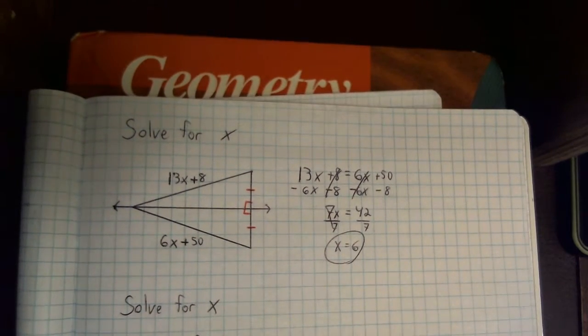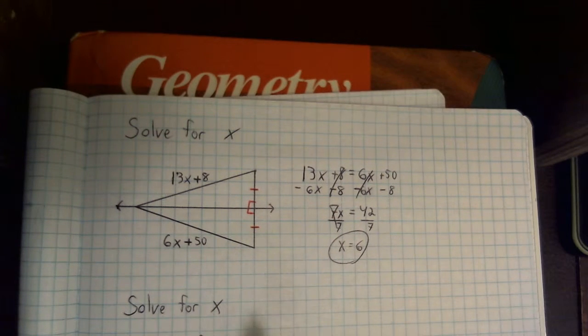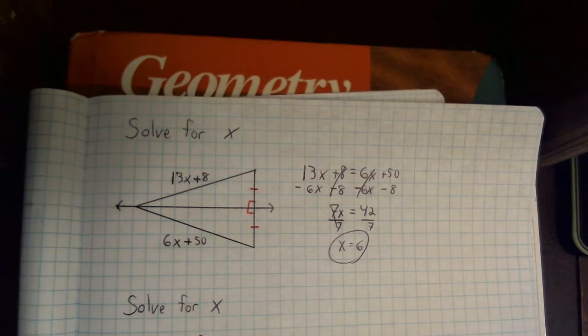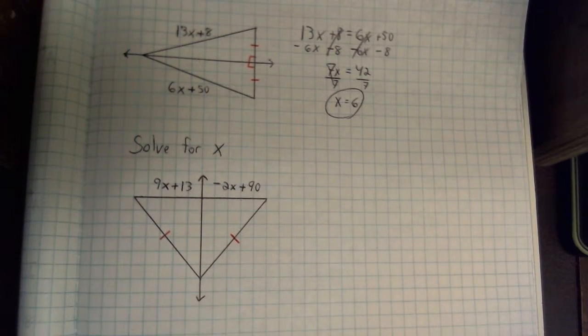Okay, and if we wanted to real quick check, we could plug that 6 in. 13 times 6 is 78, plus 8 is 86. We can check over here too. Over here we can check 6 times 6 is 36, plus 50 is 86. So we notice that they both have the same length of 86. Okay, so it works.